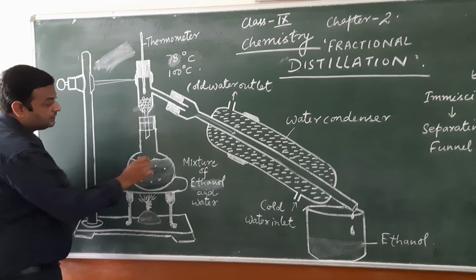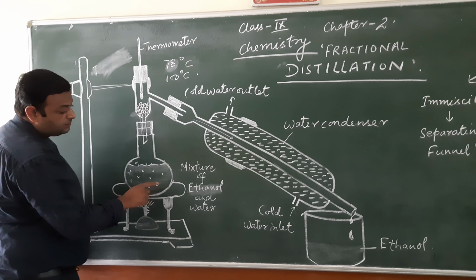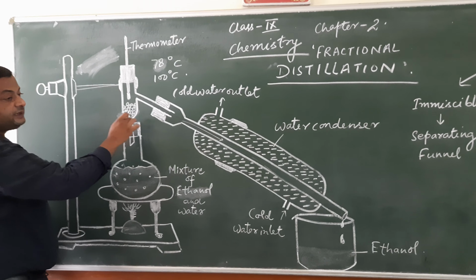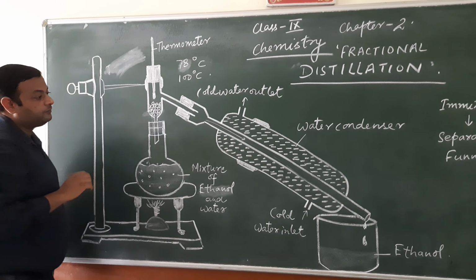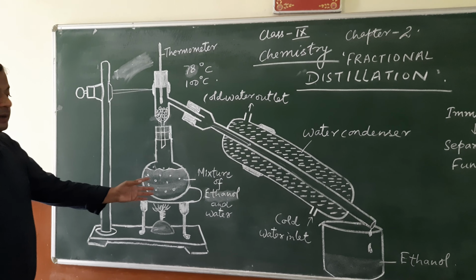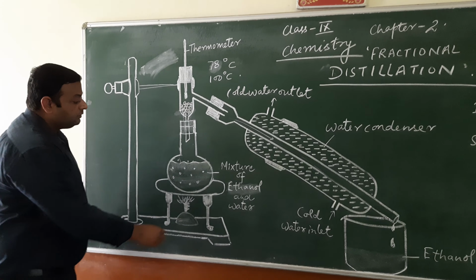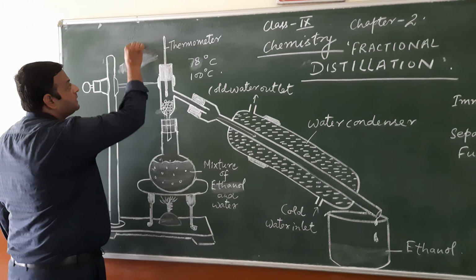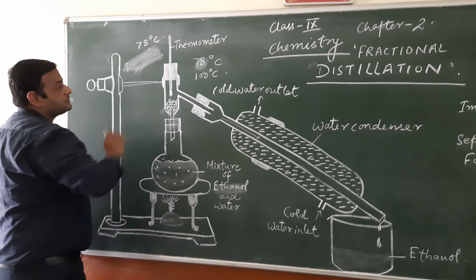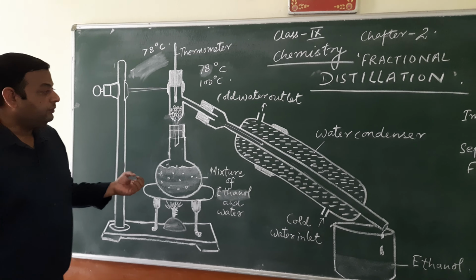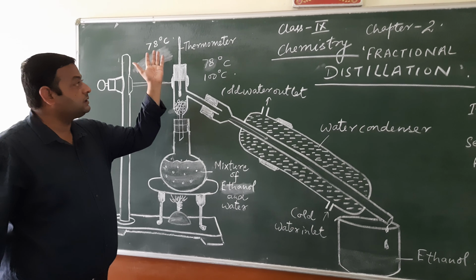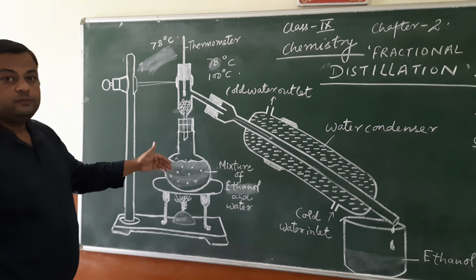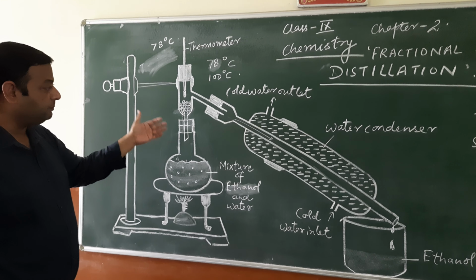Now this is the round bottom flask in which we have taken the mixture of ethanol and water, and this is the fractionating column fitted with the thermometer. Now, what happens when we heat the mixture? When we heat the content, the reading of the thermometer stops at 78 degrees Celsius. We continue heating, but the reading remains constant at 78 degrees Celsius because at this temperature, the ethanol is getting converted into vapor state.